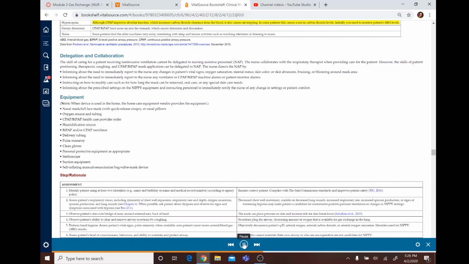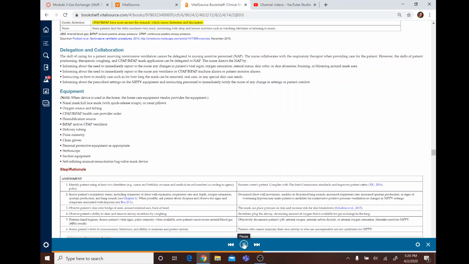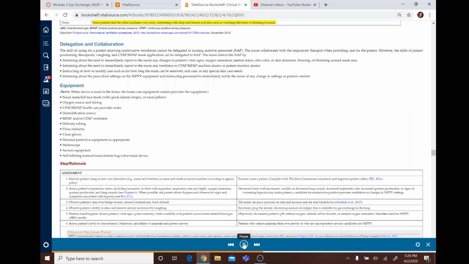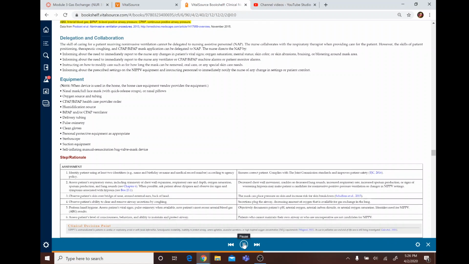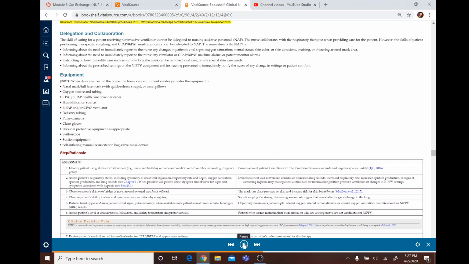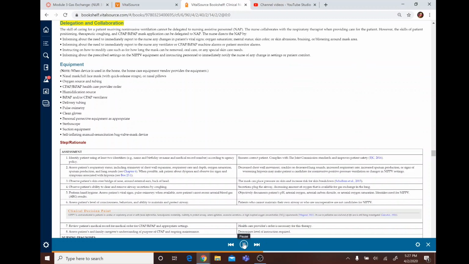Hypercapnia. Although CPAP improves alveolar function, which increases carbon dioxide clearance from the blood, it also causes air trapping. In some patients this causes a rise in carbon dioxide levels. Initially you need to monitor patients' ABG levels. Gastric distension. CPAP/BiPAP force more air into the stomach, which causes distension and discomfort. Noise. Some patients find the older machines very noisy, interfering with sleep and leisure activities such as watching television or listening to music. ABG, arterial blood gas, BiPAP, bilevel positive airway pressure, CPAP, continuous positive airway pressure. Data from Puboni et al., Non-Invasive Ventilation Procedures, 2013, http://emedicine.medscape.com/article/1417959-overview, November 2015.